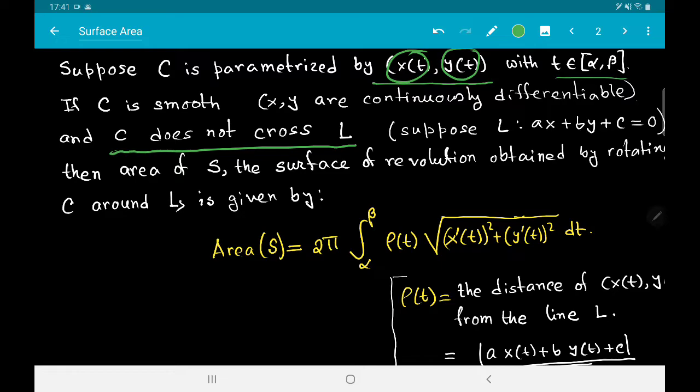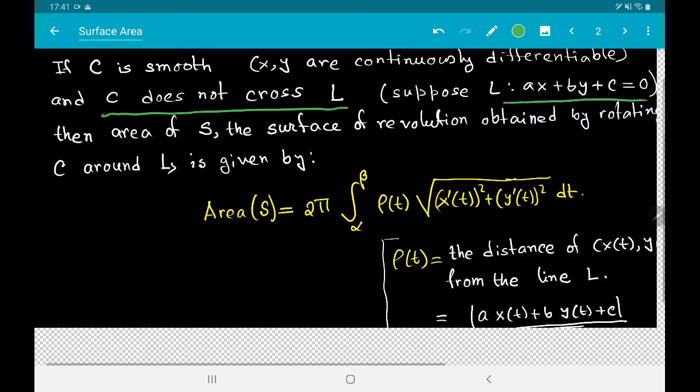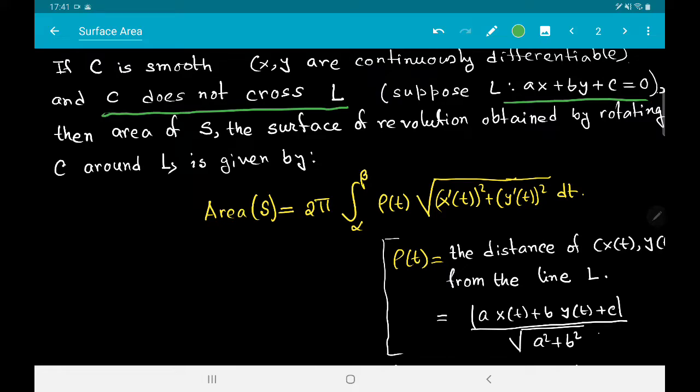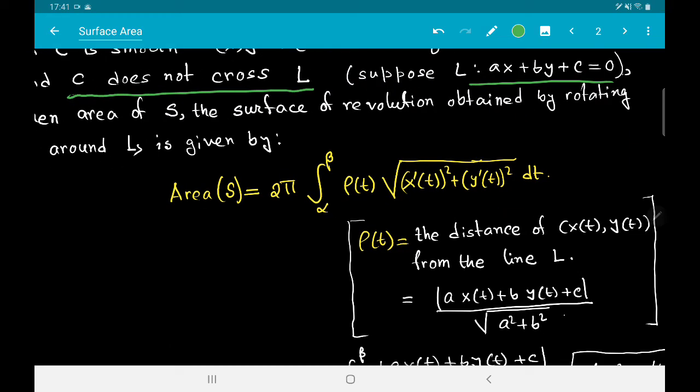So suppose that L is given by the equation ax plus by plus c equal to 0 in the xy plane, and suppose we have this parameterized curve which is given by the functions x(t) and y(t), and suppose we rotate the curve that we have just got around the axis L, or around the line L.